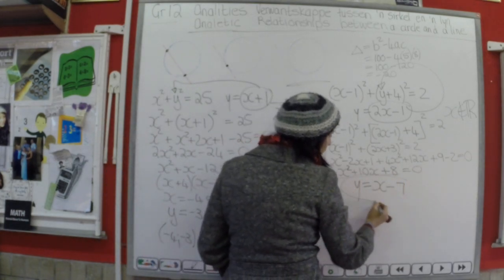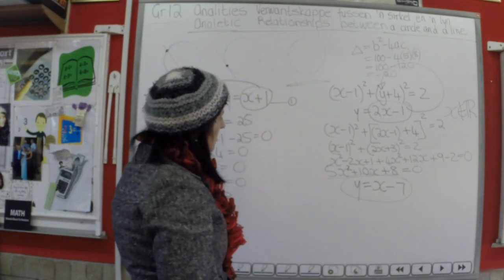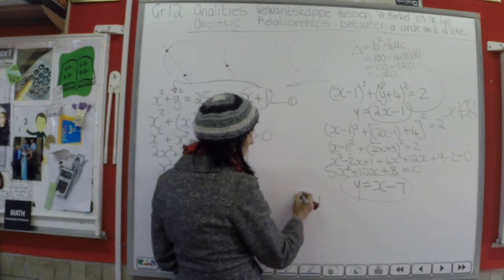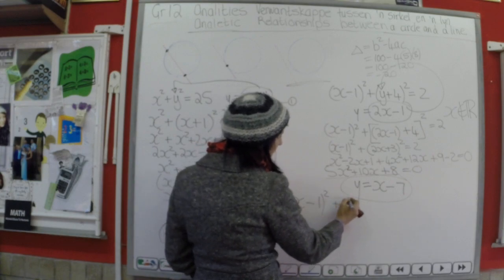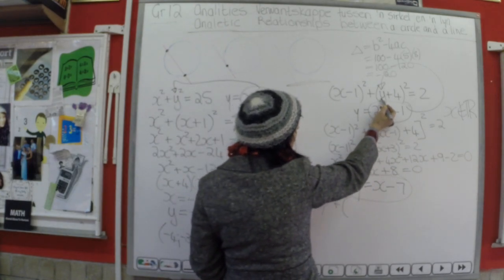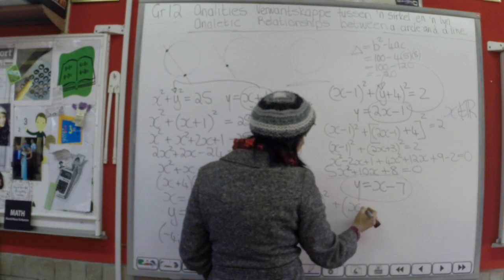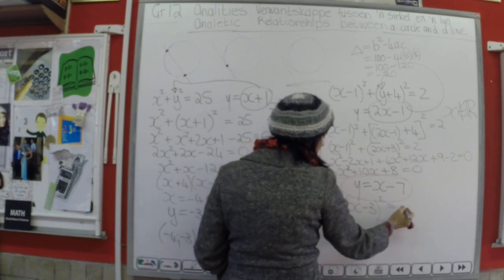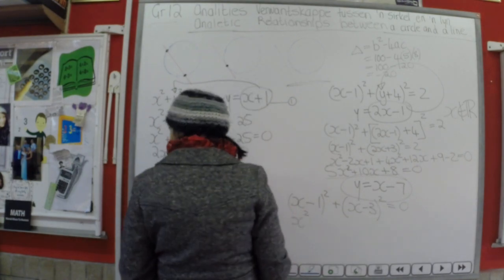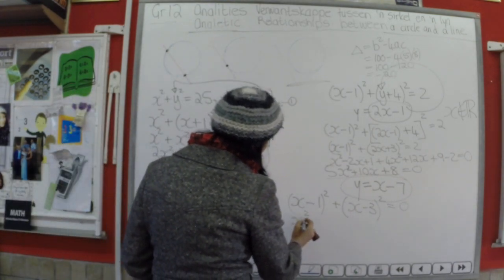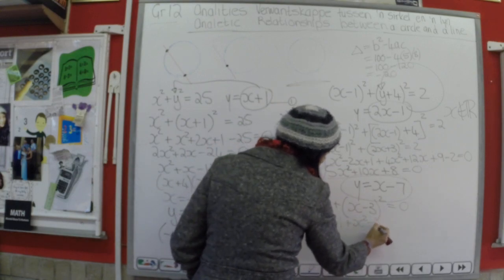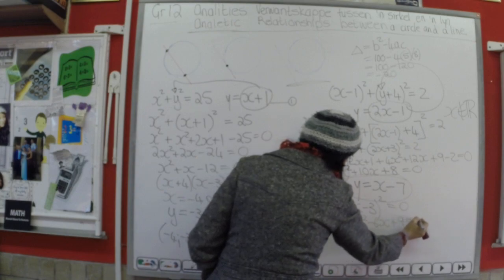Now the question is, prove that this line is a tangent. So now I'm going to do exactly the same. I'm going to substitute into the equation. Ek gaan vir y daar insit, dan word hy x minus 7 plus 4. So x minus 7 plus 4 word dan x minus 3. Reg so. As ek dan nou hierdie gaan uitmaal, dan kry ek x kwadraat minus 2x plus 1 plus x kwadraat minus 6x plus 9 is gelyk aan 0.